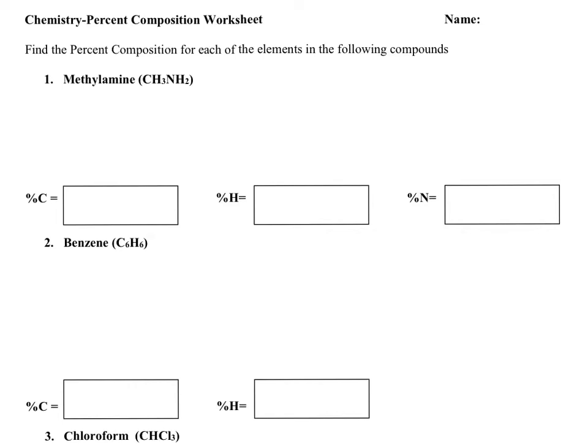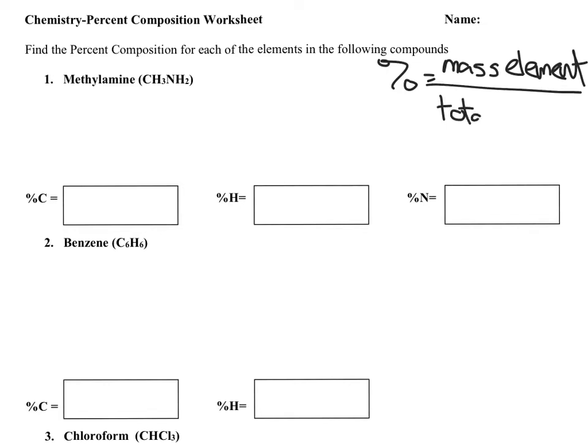And to do that, the percent composition that we're looking for is simply going to be the mass of the one specific element we're looking at, divided by the total mass of the compound. And to do that, we're just going to use the masses off of the periodic table.